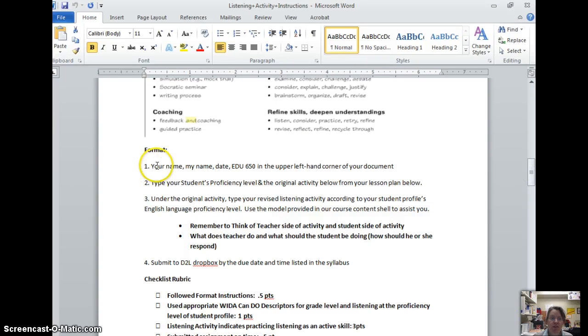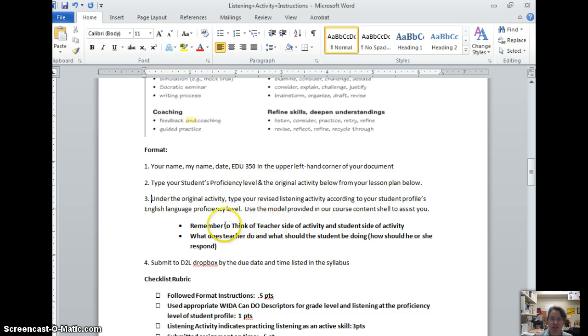So what you're going to do is use this particular document that's uploaded into D2L. You're going to type your name, first and last, my name, the date, EDU 350, in the upper left-hand corner of your document. You're going to type your student's proficiency level and the original activity below from your lesson plan. Under the original activity, you're going to type your revised listening activity according to your students' English language proficiency level. Use the model provided in our course content shell to assist you.